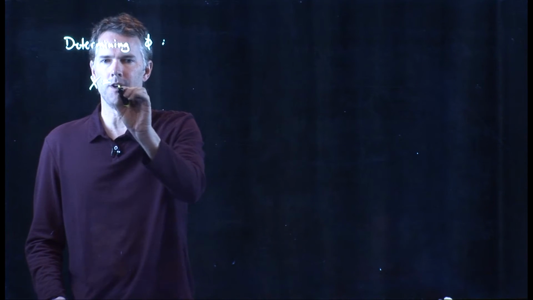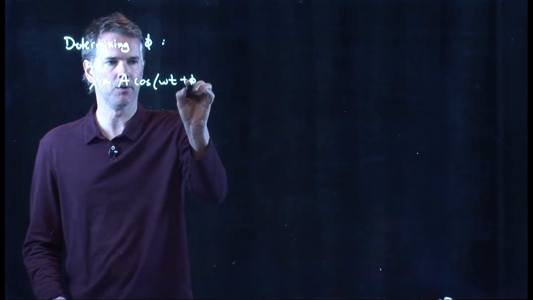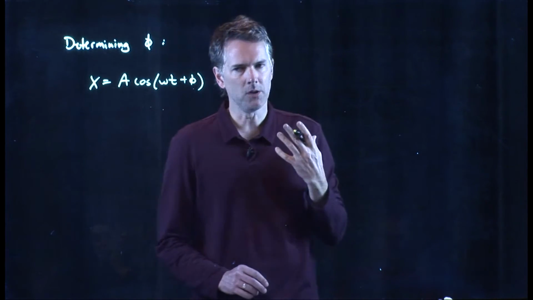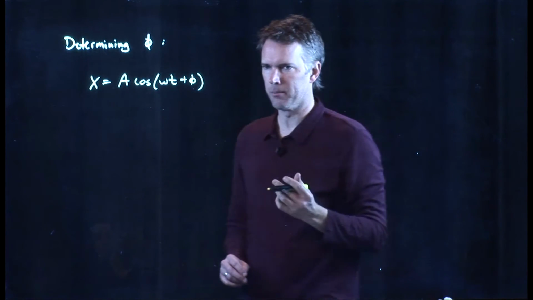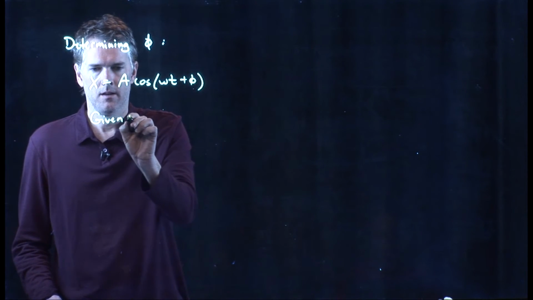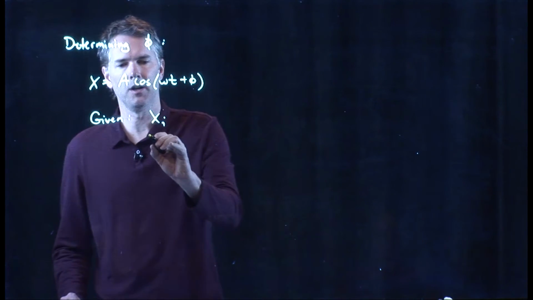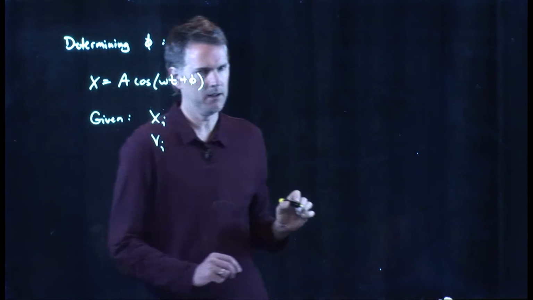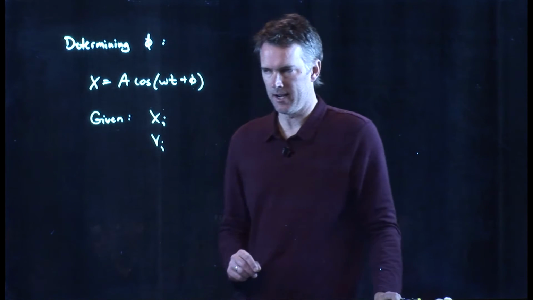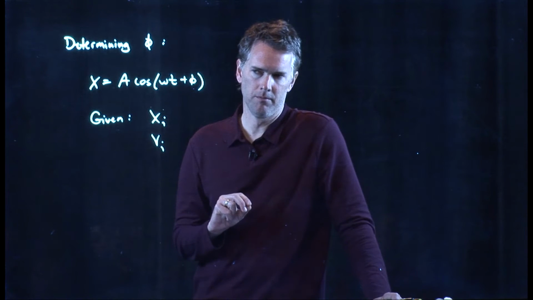Let's go back to simple harmonic motion for just 1 second. Let's go back to our general solution, x equals A cosine omega t plus phi. And let's say that you know something about the starting parameters. Let's say that you are given the starting position, xi, and you're also given the starting speed, or velocity, vi. How can we determine phi from those?